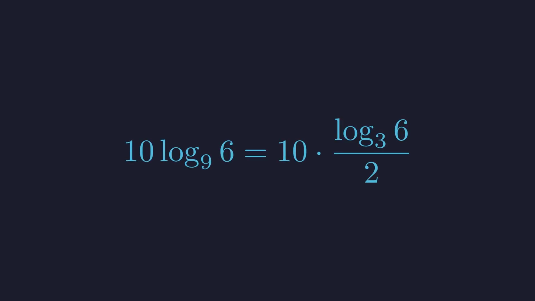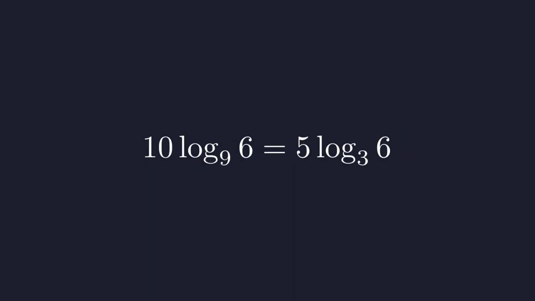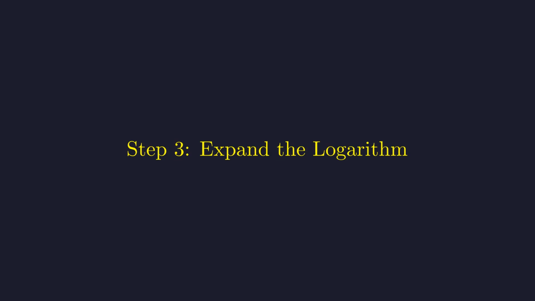Substituting back into our original equation, 10 times logarithm base 9 of 6 equals 10 times the quantity logarithm base 3 of 6 over 2. We can simplify by dividing 10 by 2. This gives us 5 times logarithm base 3 of 6. Now we'll expand logarithm base 3 of 6 using logarithm properties.